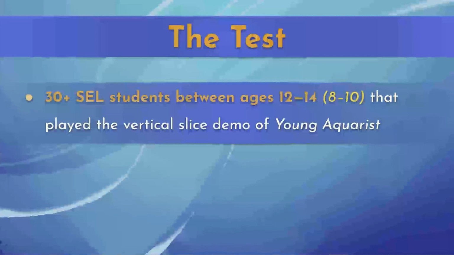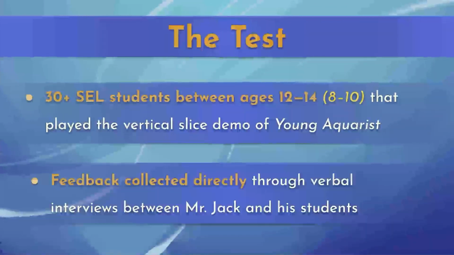So how this was conducted was that he had over 30 SEL students between the ages of 12 and 14. With their specific education, they're considered to be at the mental age of 8 to 10, which put them at the mid to high bracket of our target audience. And they played the vertical slice demo of Young Aquarist. Feedback was collected directly through verbal one-on-one interviews between Mr. Jack and his students. He would have the interview with them, record their answer, and then deliver it to us.